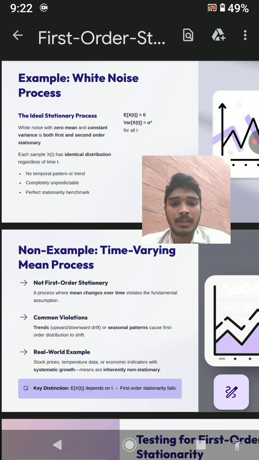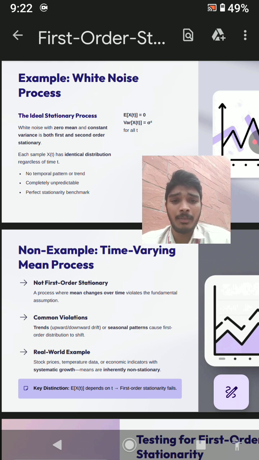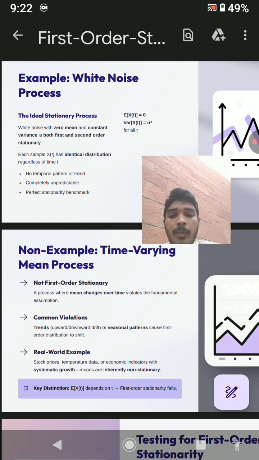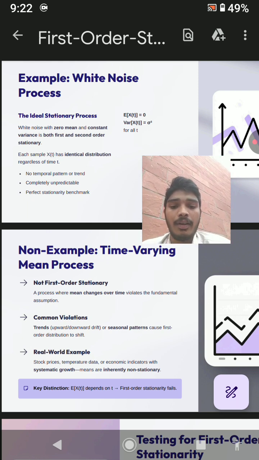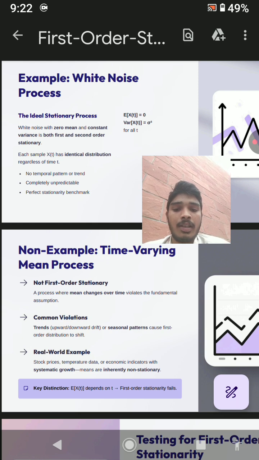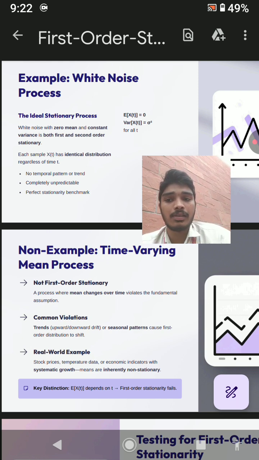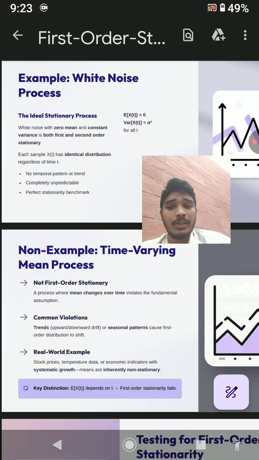Real world example: in our practical life, stock prices and temperature data. Stock prices are changing with respect to time. They are not constant values with respect to time. Temperature data, the temperature also changes with respect to time. Economic indicators with systematic growth are inherently non-stationary. Okay, the key distinction, the key point about the non-example: e of x of t depends on time, so first order stationary is false.